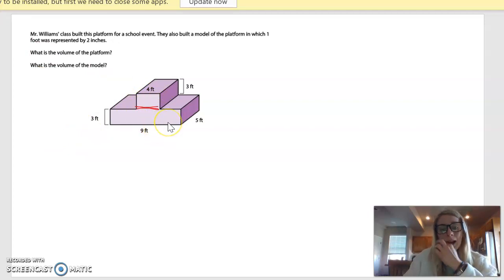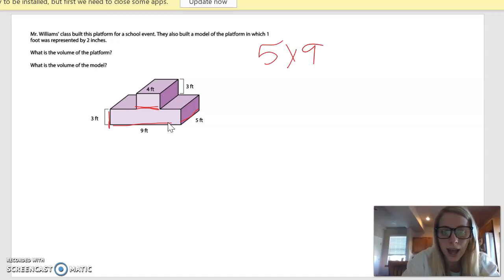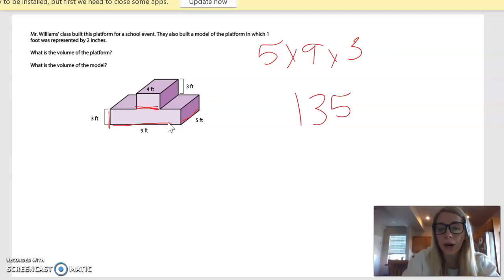So we're breaking it apart into the platform and a little rectangle that is sitting on top of it. The platform is going to be easy to do. We have our length times our width times our height of the platform. So 5 times 9 times 3, okay? And 5 times 9 times 3 is 135.